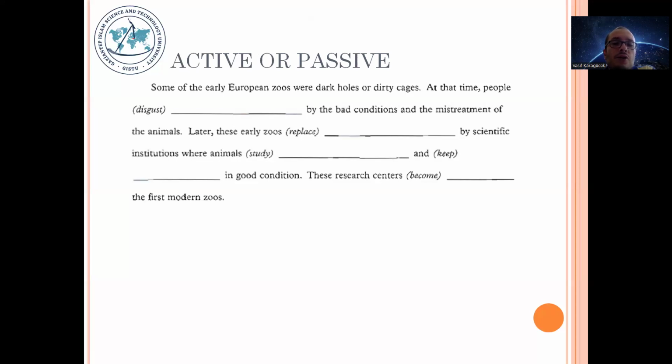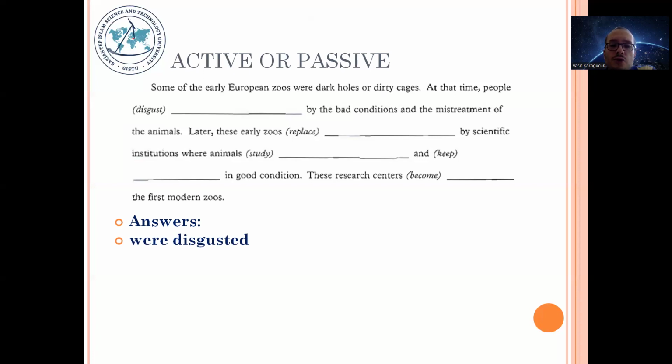Some of the early European zoos were dark holes or dirty caves. At that time, people by the bad conditions and the mistreatment of the animals. So, as you can see, this is something in the past. And we have by in here. So, the first sentence should be passive. And the answer is were disgusted by the bad conditions and the mistreatment of the animals.